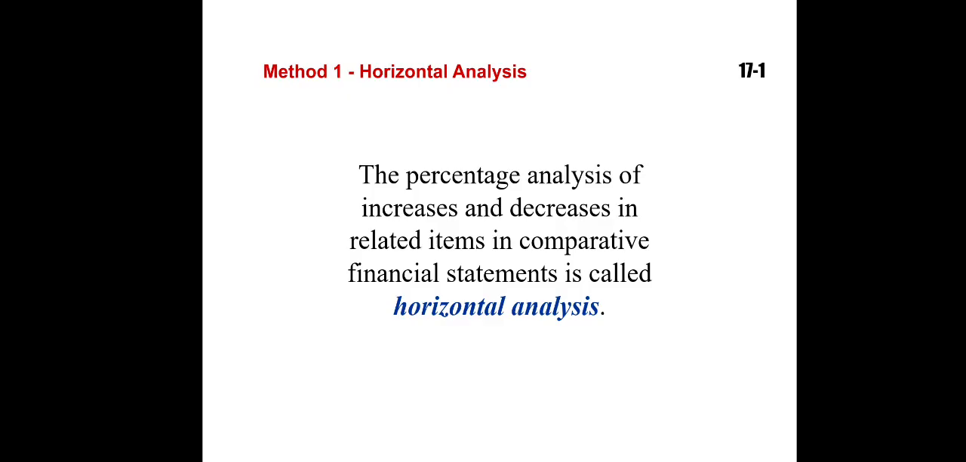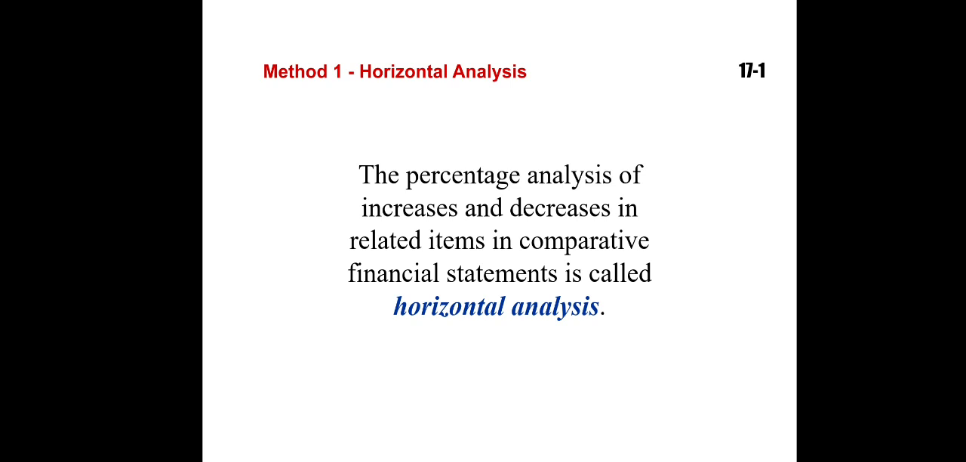Okay, so I have told you earlier, in this topic, you will learn about 3 ways or 3 methods that can be used to do financial statement analysis. Method 1 is called horizontal analysis. Horizontal, just imagine what a horizontal line is. A horizontal line is like a flat line. So what is horizontal analysis? The percentage analysis of increases and decreases in related items in comparative financial statements is called horizontal analysis.